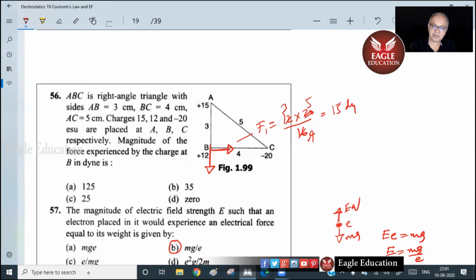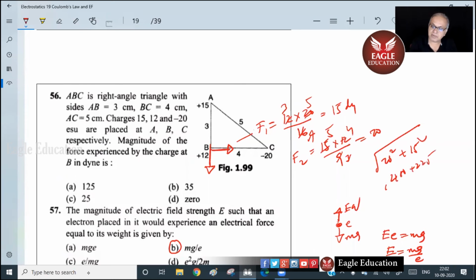15 dynes. And that one, F2 equals 15 into 12 by 3 square. So this is 20. Both are in perpendicular direction. So 20 square plus 15 square, under root: 400 plus 225, 625 under root, 25.